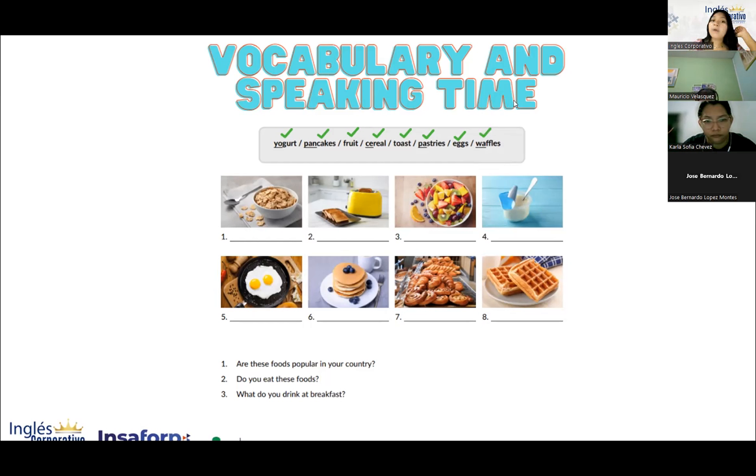All right. So what we're going to do right now is practice those three questions. Number one, are these foods popular in our country, in El Salvador? Do you eat these foods? Yes, no. If you eat some, mention which ones you eat. What do you drink at breakfast? We would like to know. We are going to practice with a classmate, so I'm going to move you to different breakout rooms. I will give you around 5 to 6 minutes so you can both share your ideas. Please make sure that if you go to the breakout room, you participate and speak with your classmate.